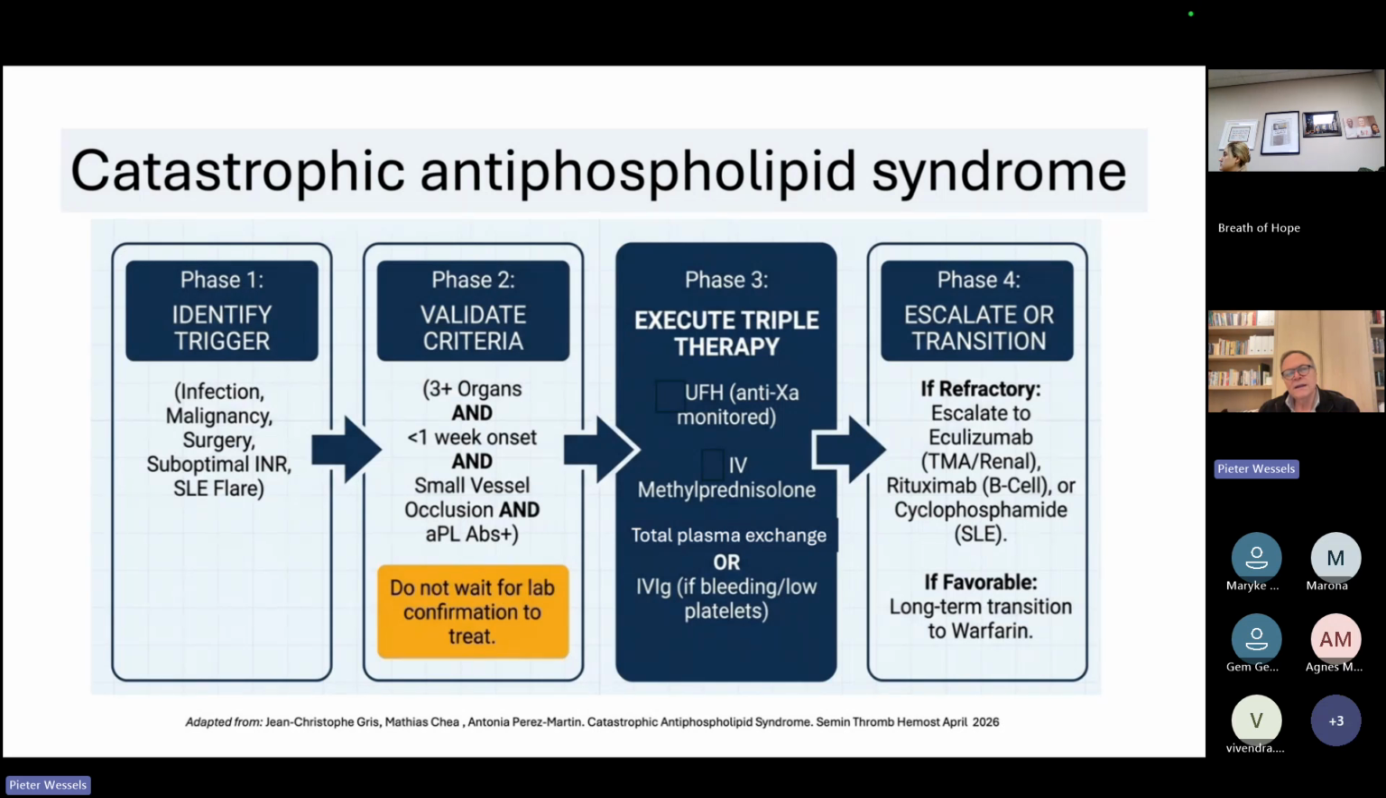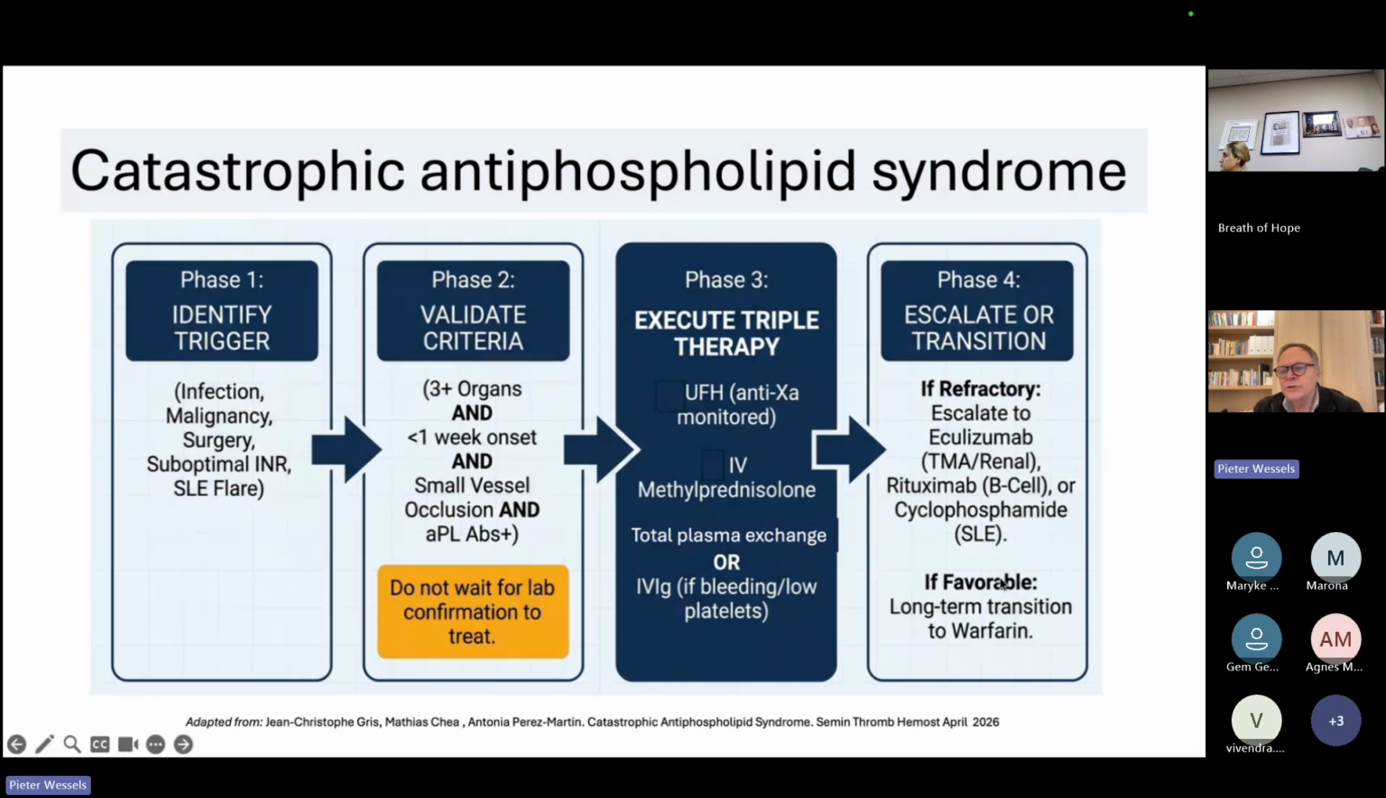Then you need to validate the criteria. As I told you, you've got 3 organs. It's within a week. Small vessel occlusion is logical, but you don't need to do it. And you don't need to wait, because most of the time, you know this is an antiphospholipid syndrome patient anyway. And then you start triple therapy. You give them unfractionated heparin, you give them intravenous methylprednisolone, and you do plasma exchange. And if you can't do plasma exchange, you give them intravenous immunoglobulin.